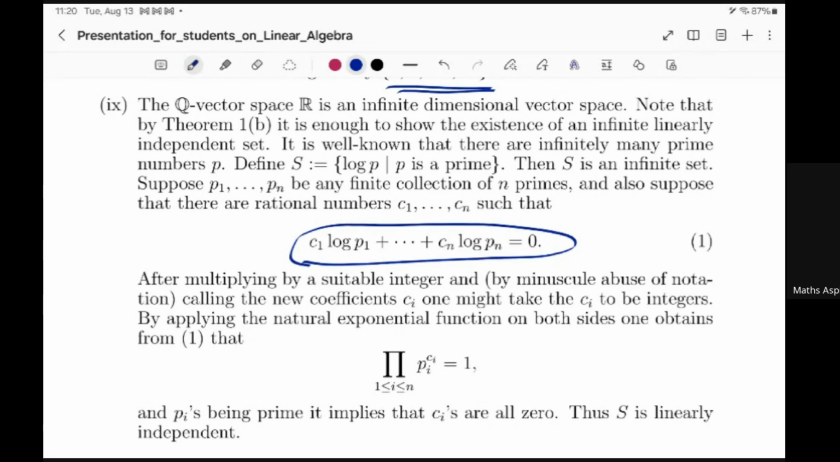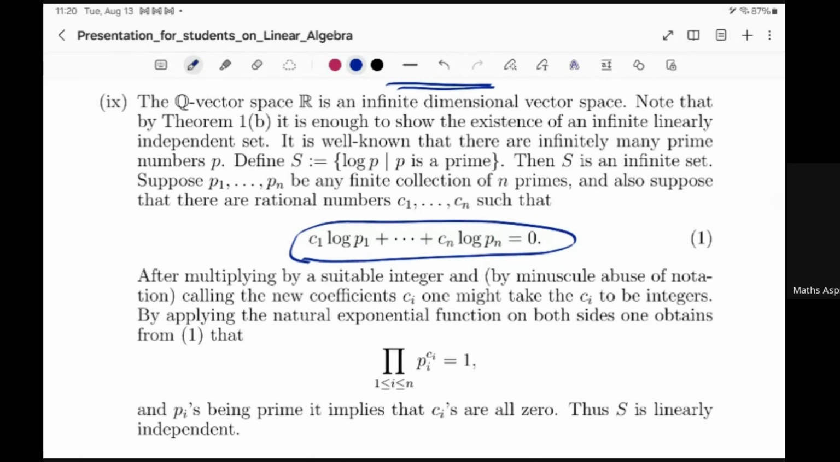I'm going to multiply this equation by the LCM so that the c_i, which are now new c_i, not necessarily the old ones, are integers. So we make this small change without loss of generality, and we now assume that the c_i are integers. Okay, but how does that help?